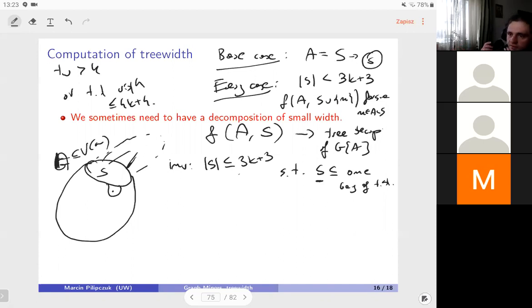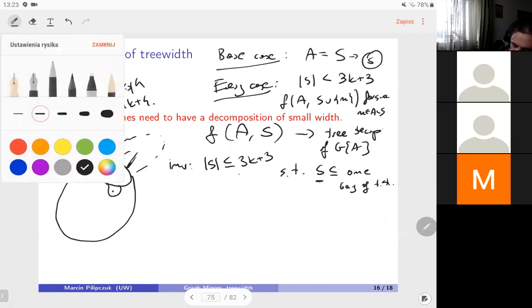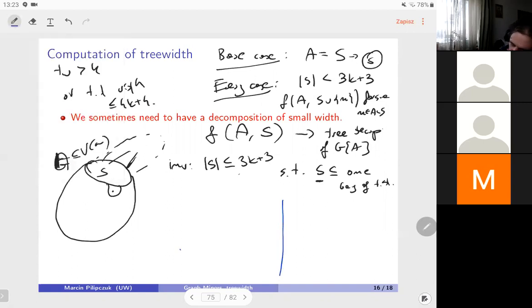And this is an important observation. So assume that the graph has treewidth at most k. Let's change the color. So this is a graph theoretical observation. Assume that the graph G has treewidth at most k, and let's look at the tree decomposition of optimal size. Okay, this is a tree decomposition.